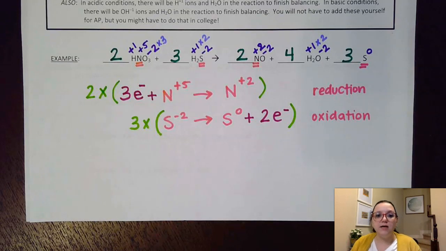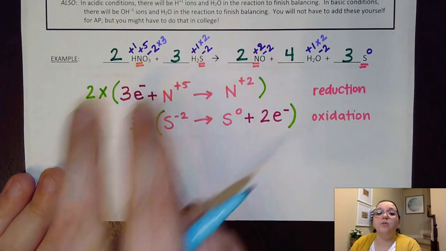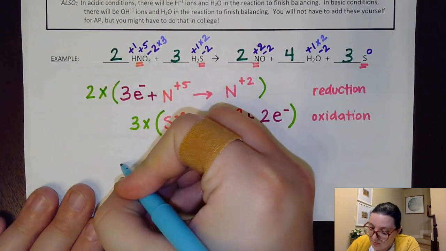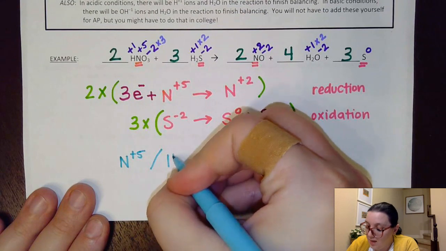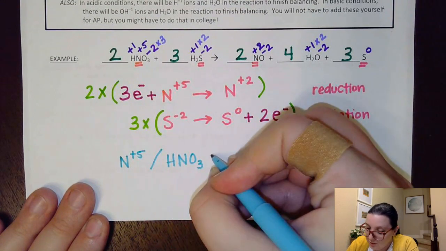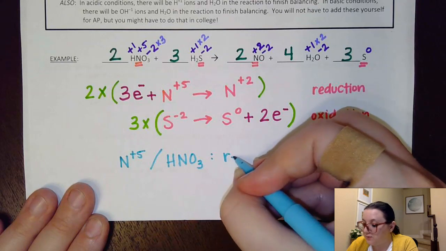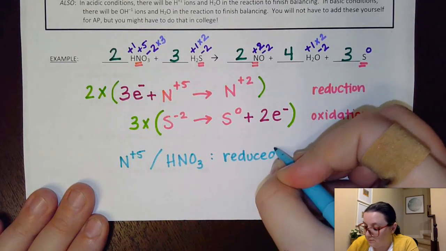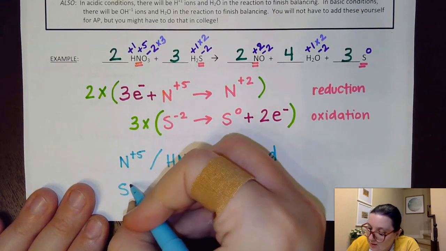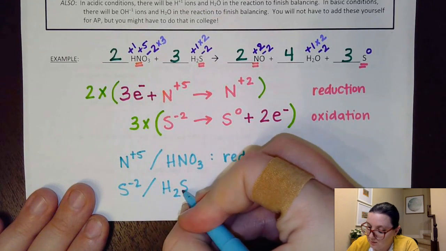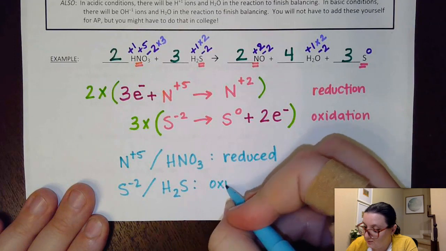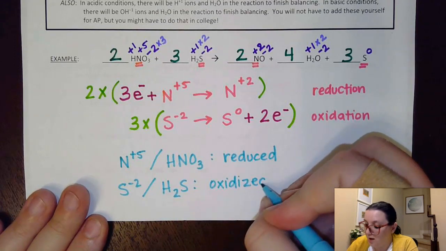Now the last thing I can do is identify the exact substance that got oxidized and reduced. When I'm identifying these, I always want to talk about what they looked like on the reactant side. So you could either say that the nitrogen +5, or that the compound itself, the HNO3, underwent the reduction. So we say that that substance got reduced. The sulfur -2, or the compound that it came from, the H2S, is what got oxidized. It underwent the oxidation there.